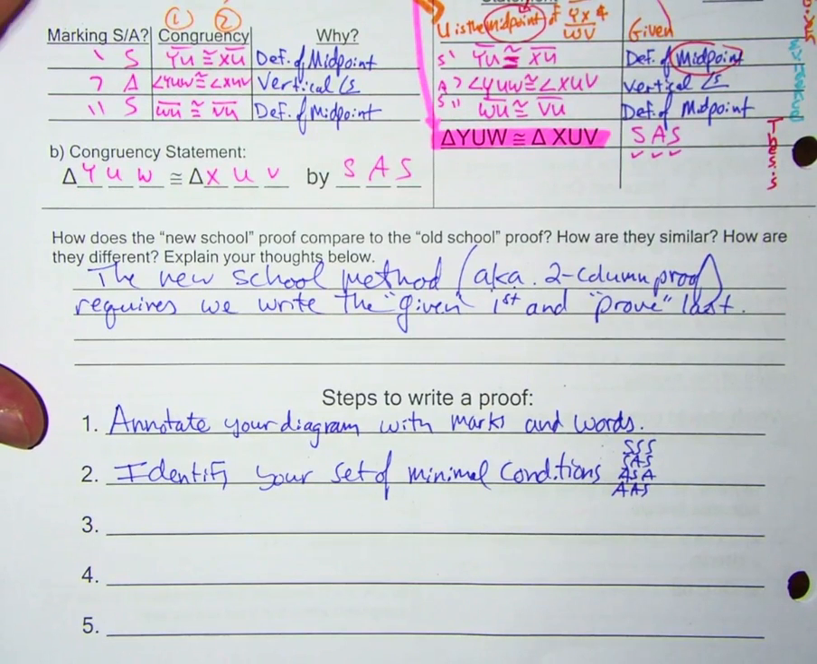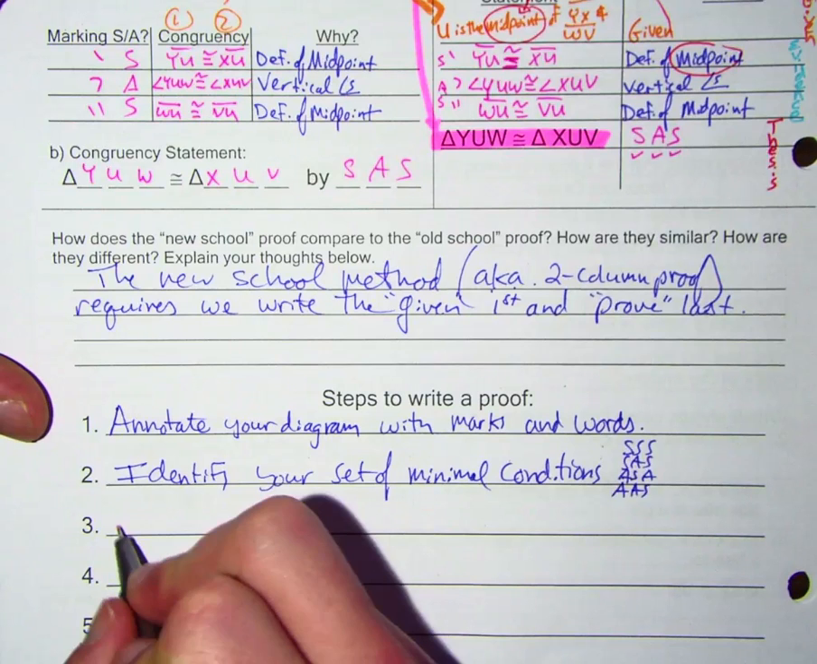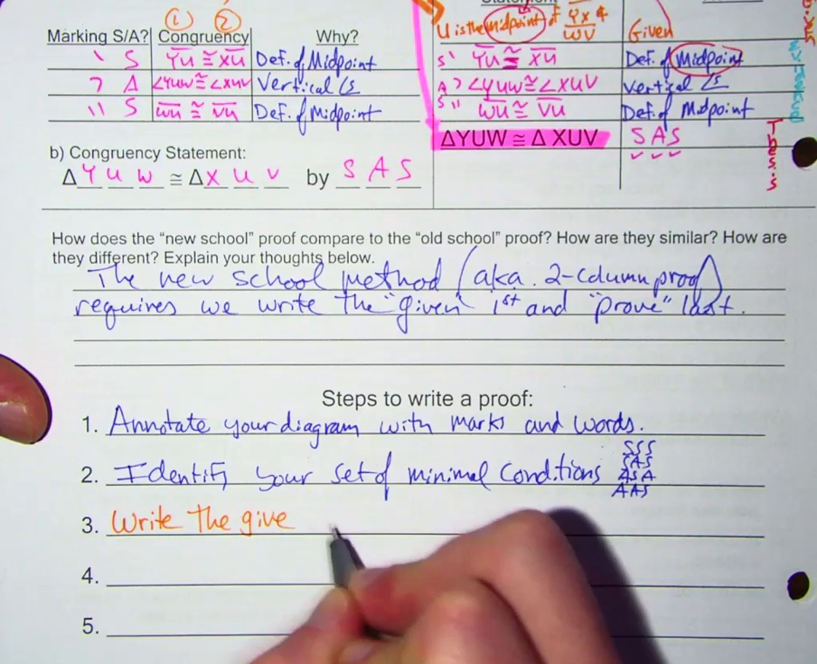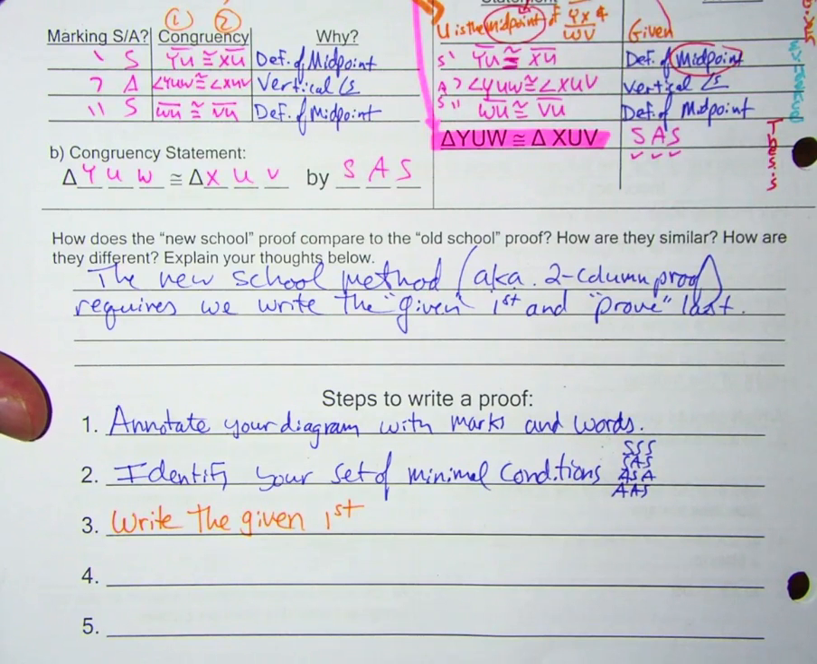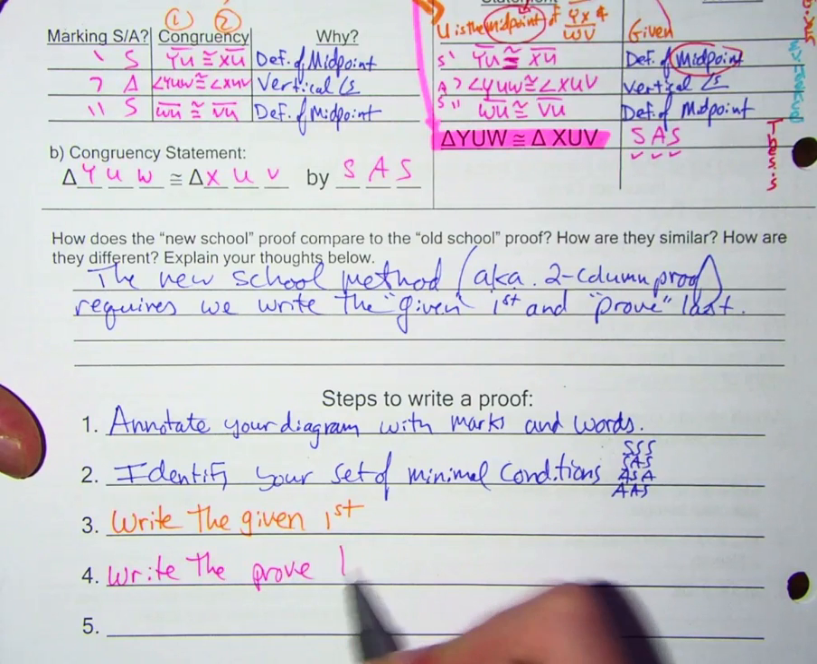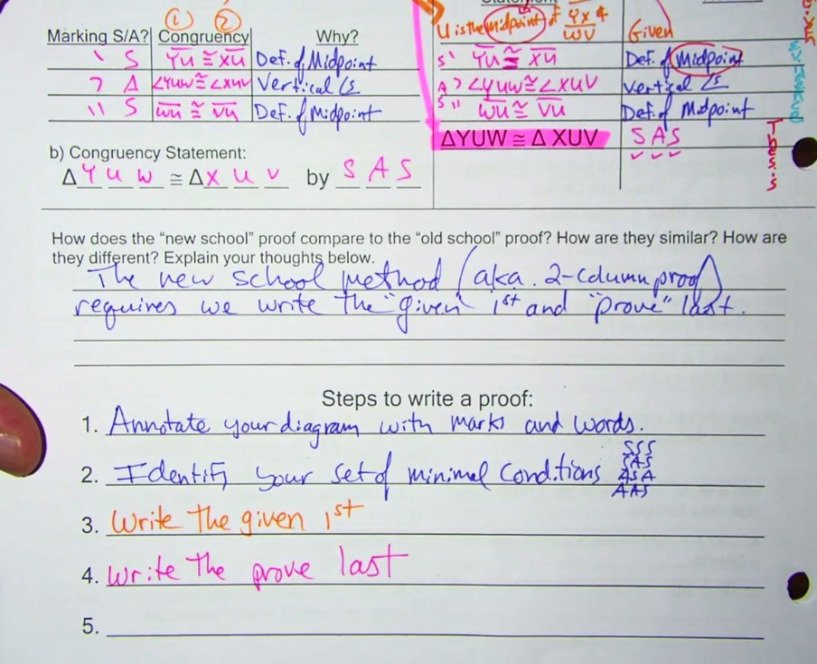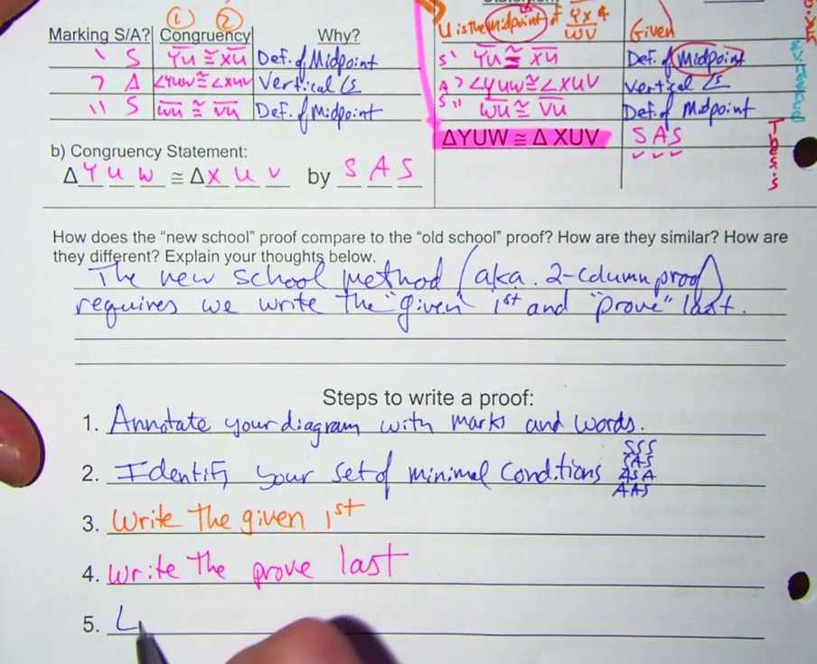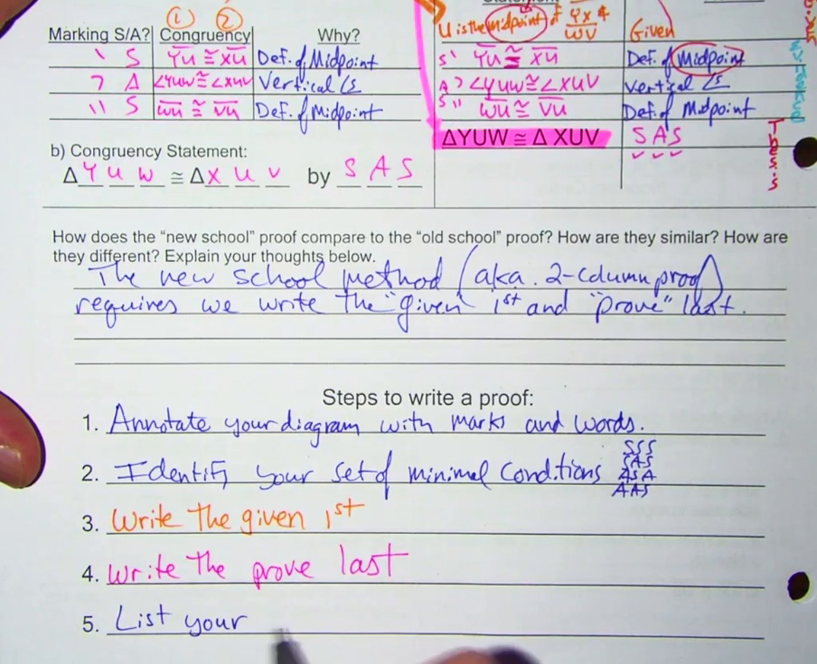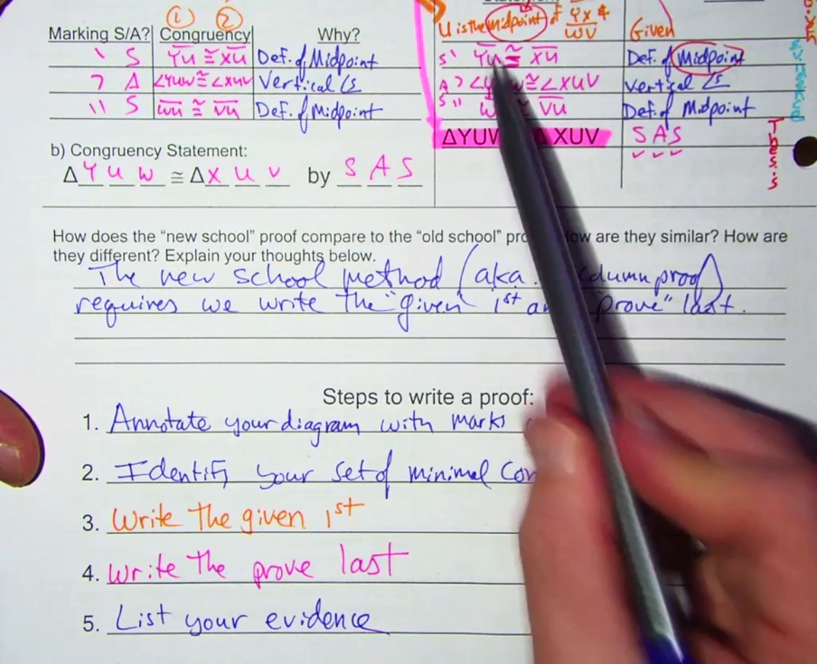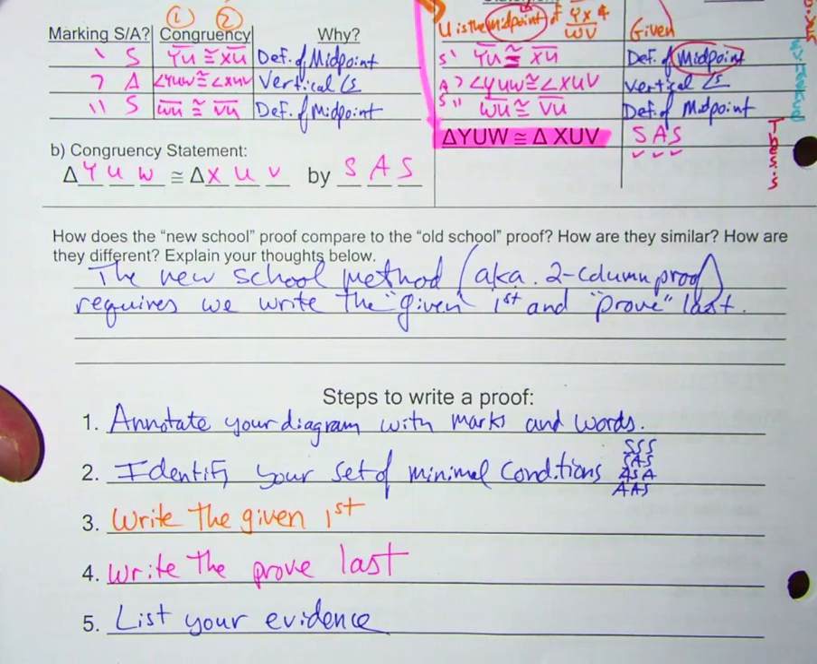And then here are the new parts. Write the given first. And then the last part, the prove last. Those are new. Okay, and then finally, list your evidence. You have to prove each part. The side, the angle, and the side were proved here. The side, the angle, and the side. That's it. Good luck.